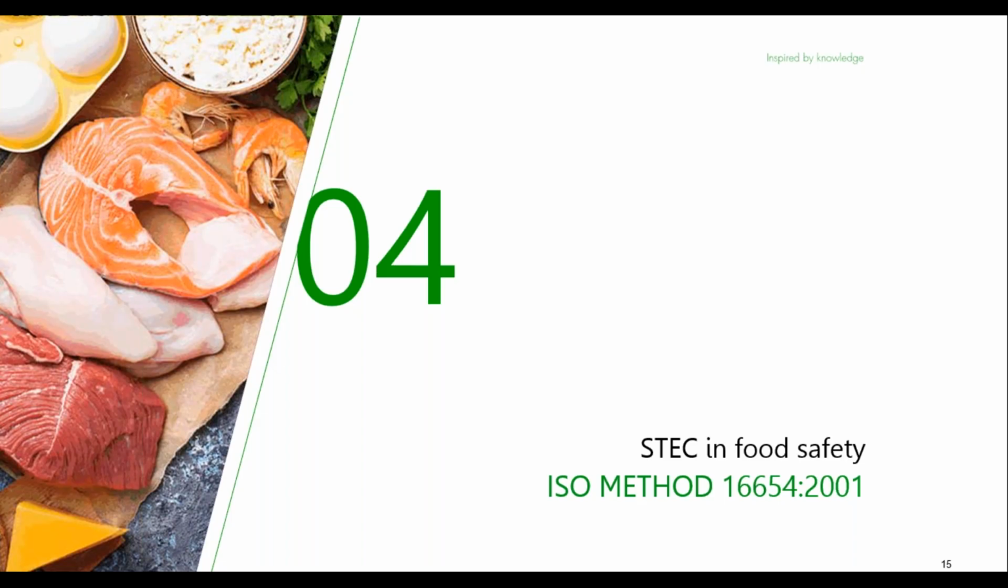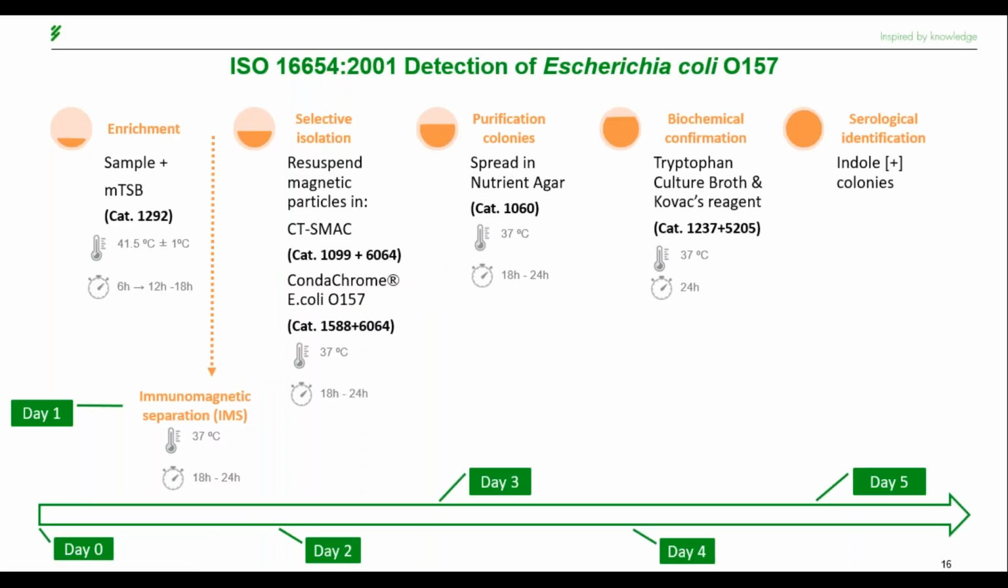So now we will review the ISO method 16654 for the detection of E. coli O157. This method is a 6-step procedure, and all the products indicated and highlighted in bold are available at Conda.